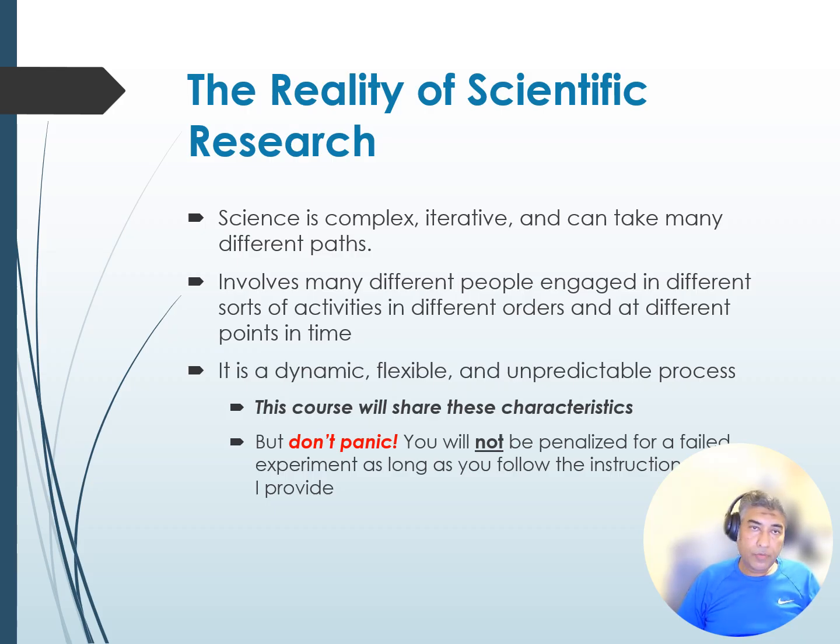So the reality of scientific research is that science is complex, iterative, and can take many different paths. It involves many different people engaged in different sorts of activities, in different order and at different points in time. It is a dynamic, flexible, and unpredictable process. This course will share this characteristic, but don't panic. You will not be penalized for a failed experiment as long as you follow the instructions I provide.